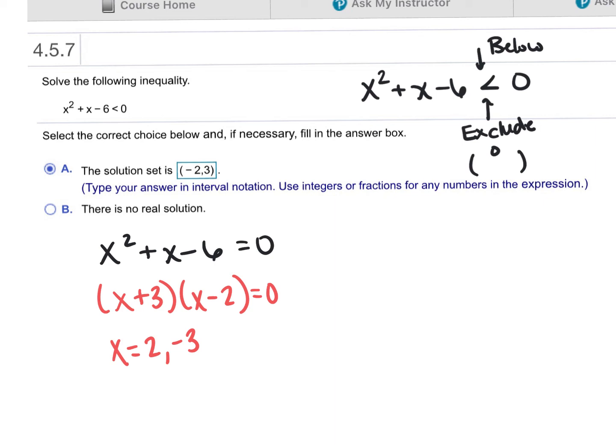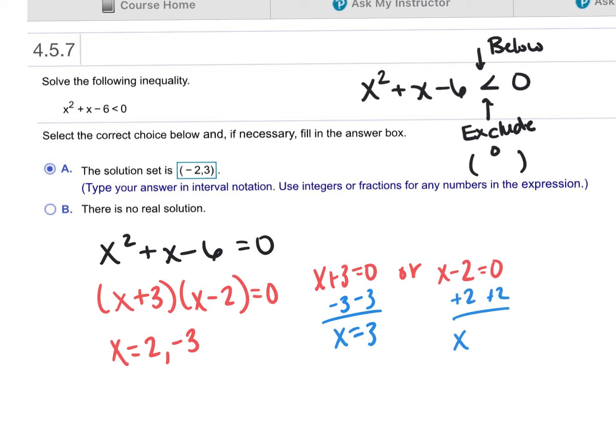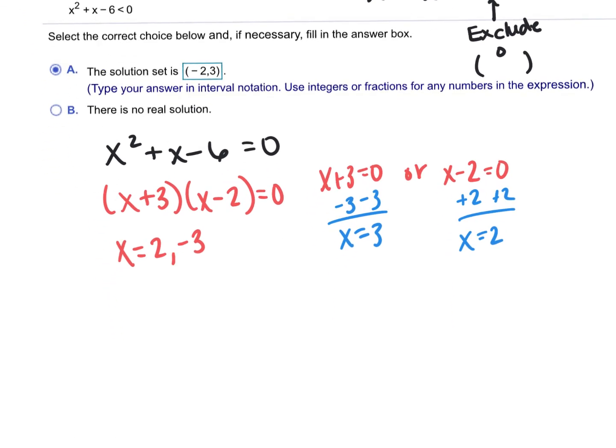And I got that from, remember, we do x plus 3 equals 0 or x minus 2 equals 0. Solving for x, we're going to subtract 3 on both sides. I get x equals negative 3. Add 2 here. I get x equals 2. So these are the intercepts you want, negative 3 and 2. So what you're going to do is put these on your number line. We're going to draw a number line and label it with the values of which one comes first. Well, negative 3 is going to come first here, and the other value is 2.